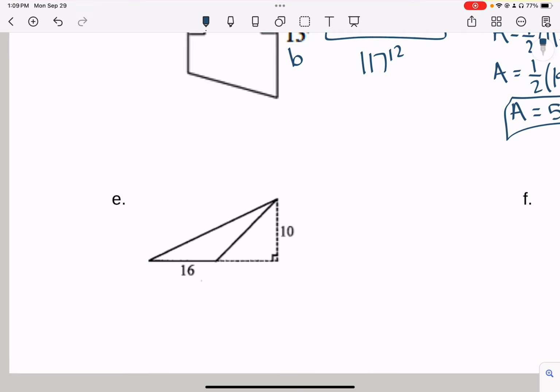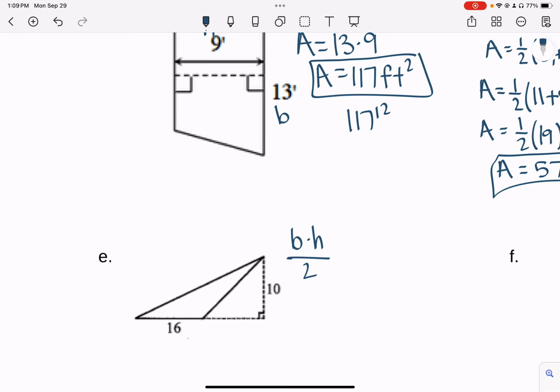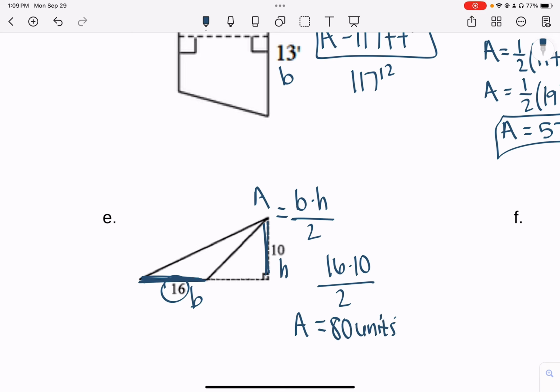Okay, let's look at E. E is a triangle, so we can think of it as base times height divided by 2, or 1/2 base times height. Again, all that's the same. So my base is 16. Remember, you're only doing that piece there, and then the height is 10. So I've got 16 times 10 divided by 2, which is going to be 80. And then there's no units on there, so we're just going to write 80 units squared.